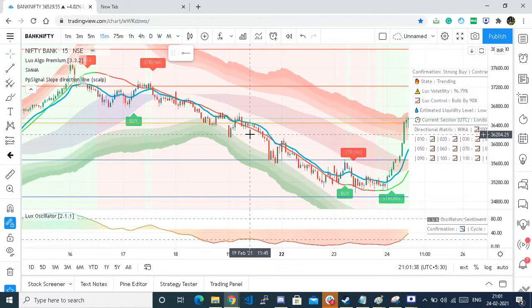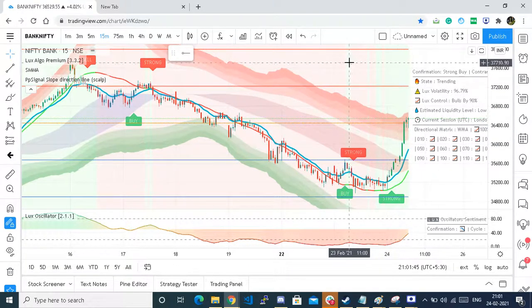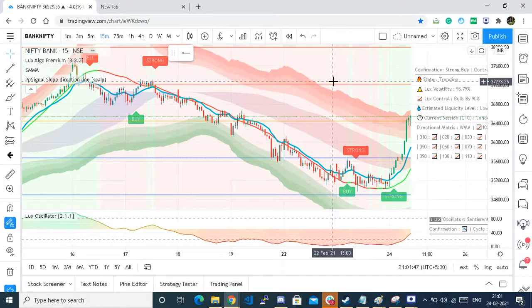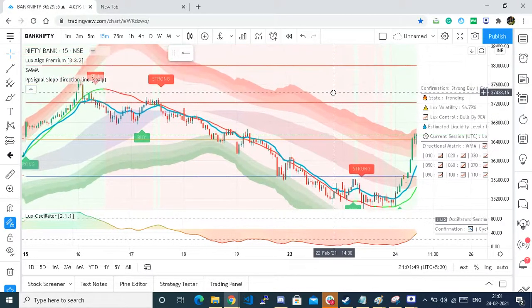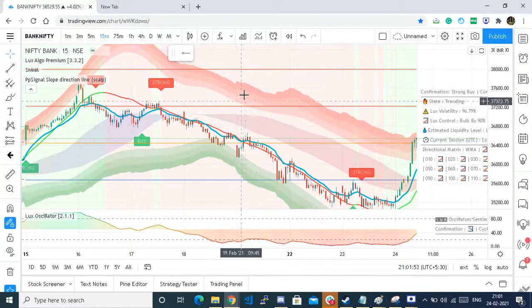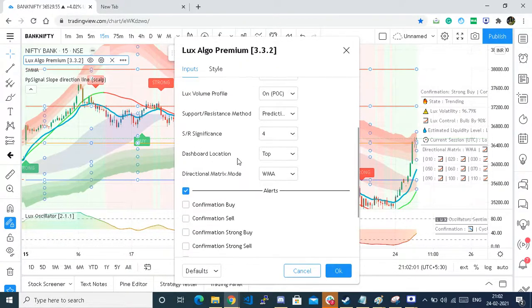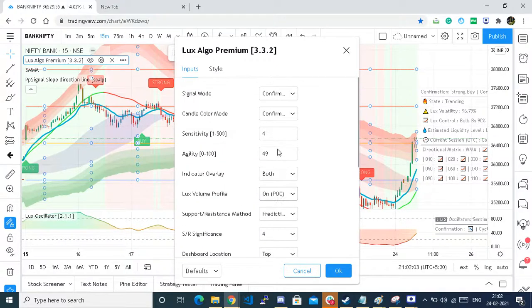I mean, the trend determines that the trend is bearish. So there are so many things which help us to get the confirmation. And the most important thing which is helping me is the support and resistance. These are the ranges, in fact, not exactly support and resistance. If you go to the settings of Lux Premium, there are so many features available.